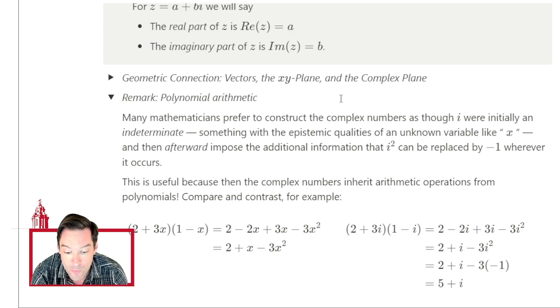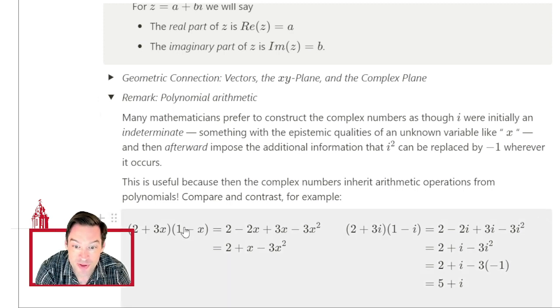And so what happens in that viewpoint is that they can do arithmetic with indeterminate multiples of indeterminate quantities, because that's just polynomial arithmetic. We know how to multiply, for example, 2 plus 3x multiplied by 1 minus x. That's something that we have built an entire infrastructure around doing polynomial operations with. And then after the fact, if we remember the fact that this symbol i has the property that i squared is equal to -1, it allows us to carry out further simplifications on our answer.